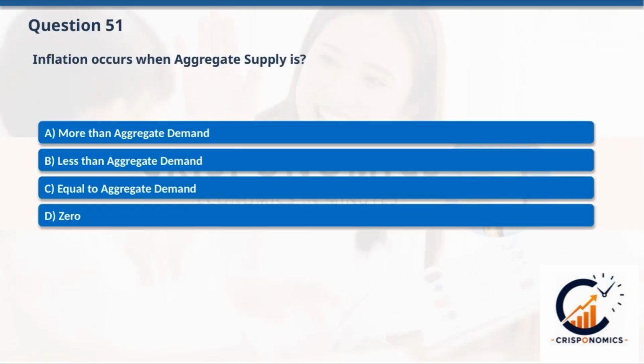Let's talk about inflation and its relationship with aggregate supply. Inflation happens when the total supply of goods and services in the economy is less than the total demand for them. In other words, when aggregate supply can't keep up with aggregate demand, prices start to rise. If supply matches demand exactly, prices stay stable. But if supply exceeds demand, inflation isn't triggered. So the key point here is that inflation occurs when aggregate supply is less than aggregate demand.